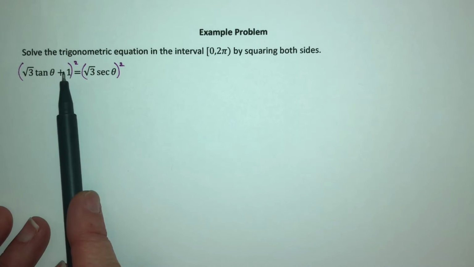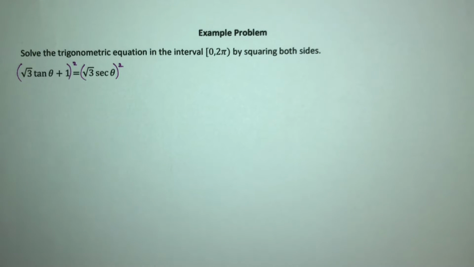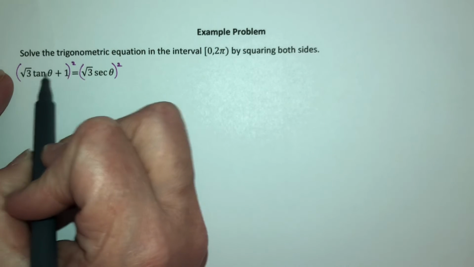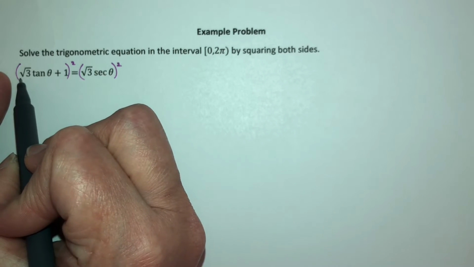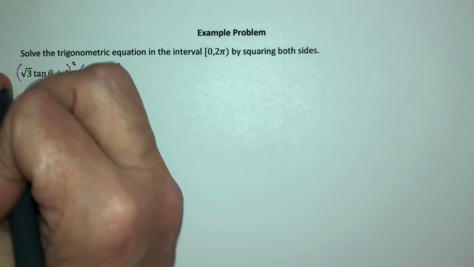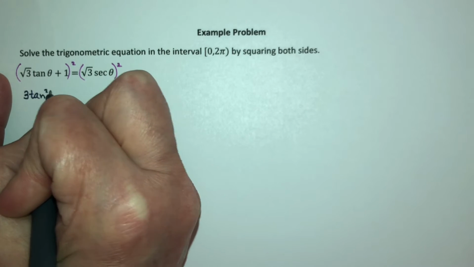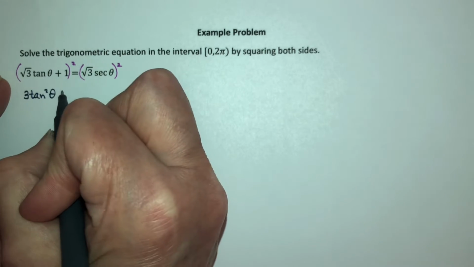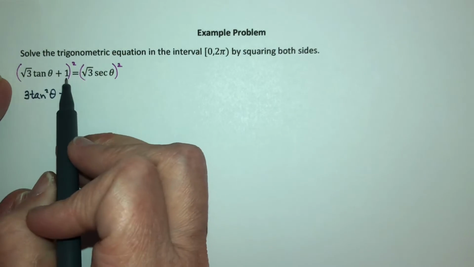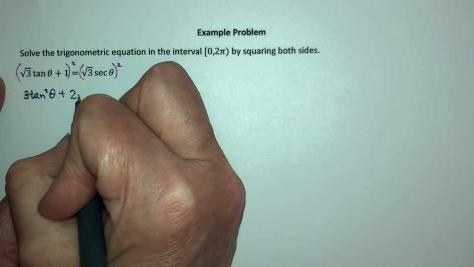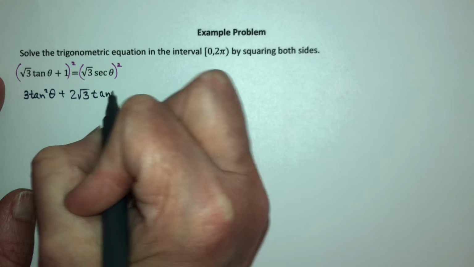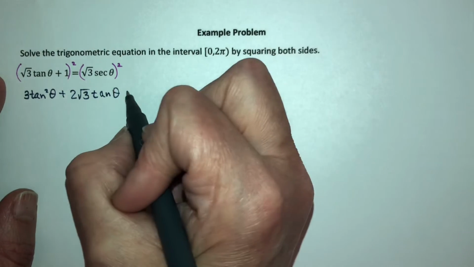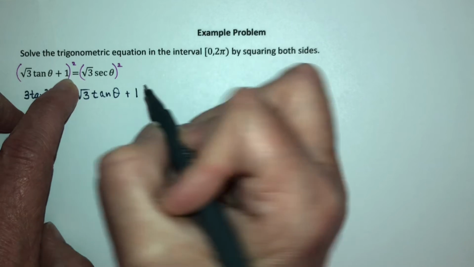This is a binomial squared, so you need to make sure that you use either the formula to do that, or you write this down twice and use FOIL/distribution. To square a binomial, you square your first term. The square root of 3 squared is 3, tangent squared theta. First term squared. Sign from the middle, plus. Multiply these together and then double it, and you get 2 square root 3 tangent of theta plus square your last term, and that's a 1.